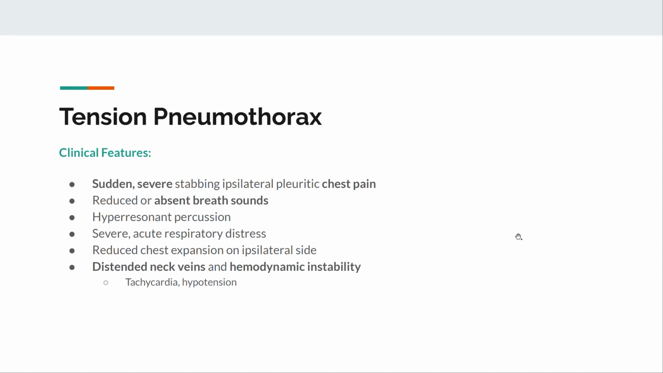The clinical features are a pleuritic chest pain, reduced or absent breath sounds on that one side where the pneumothorax is happening, hyperresonance to percussion because you're tapping on a hollow chamber, respiratory distress, reduced chest expansion, and due to that mediastinal shift and obstruction of the vena cava, you can get signs of shock like distended neck veins suggesting poor venous filling, and hemodynamic instability, tachycardia, and hypotension combined.